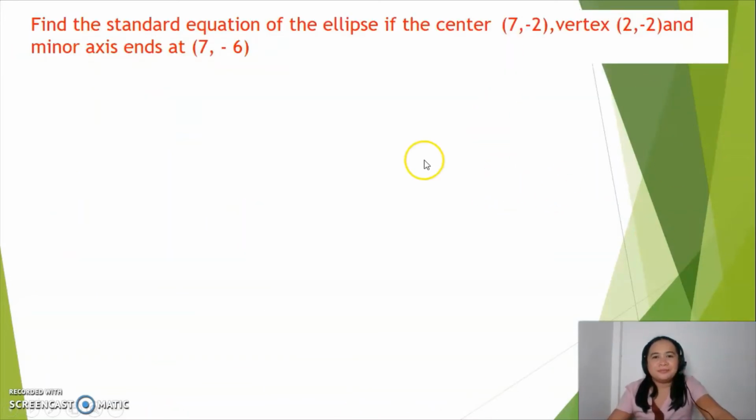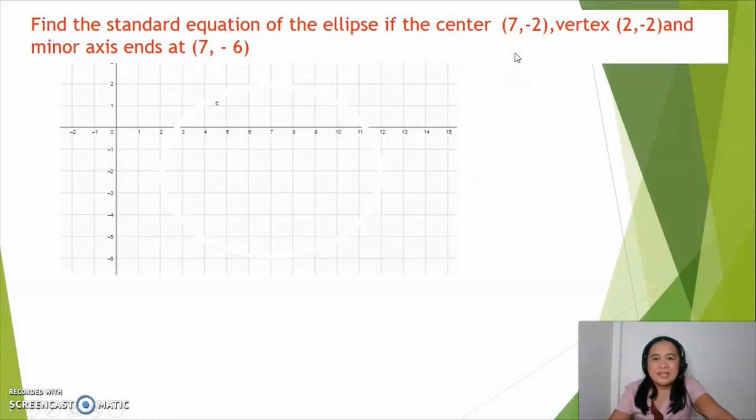Another example. The center is located at (7, -2). So (7, -2), it's somewhere here. The vertex is located at (2, -2). So (2, -2), it's here. And the minor axis ends at (7, -6).